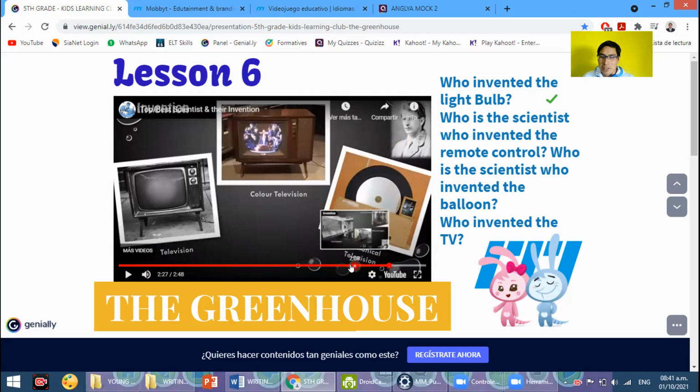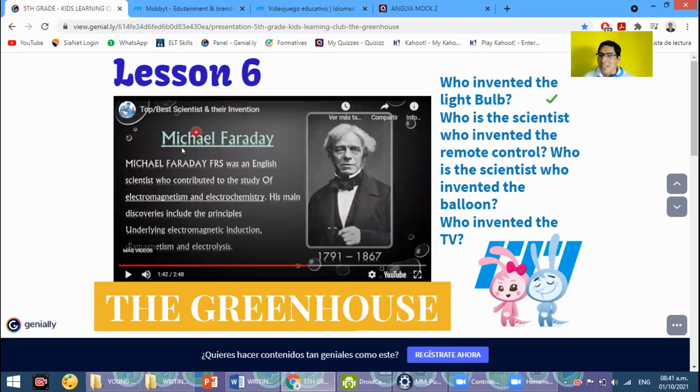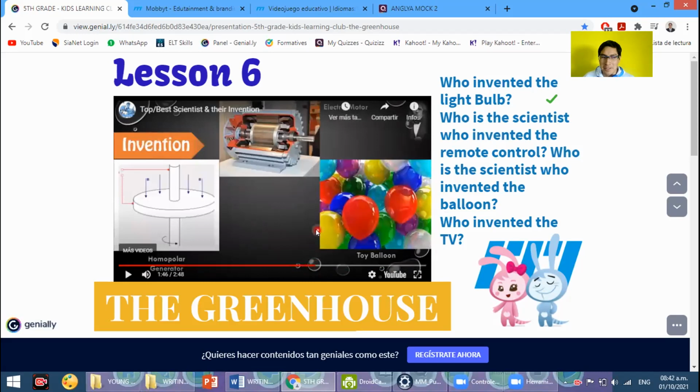And the last question, well, this other question was who invented the balloons? You play with these balloons in your birthday, in many celebrations we use this. Who invented this? Any idea? The name is here. Michael. Yes, that Michael Faraday. He invented many things. One of these was the balloons, the toy balloons.